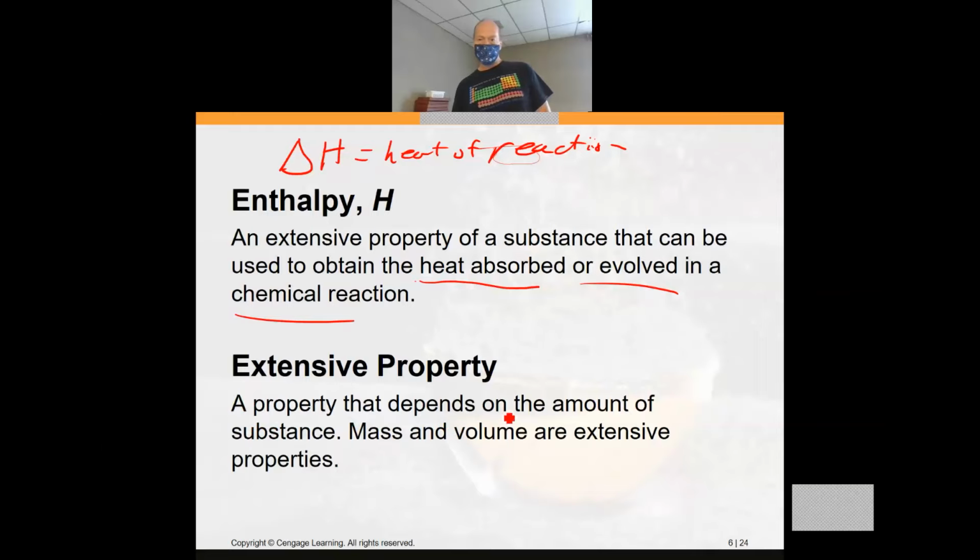Extensive property, a property that depends only on the amount of substance. All right, so mass and volume are extensive properties. Density is not. It doesn't matter how much water you have. The density of water is 1.00 gram per milliliter. You can have a ton of it. You can have a drop of it. It's the same. So an extensive property is one that depends on the amount of substance. So mass matters, how much you have. Volume matters, how much you have. These are extensive properties. But density, boiling point, melting point, these are not extensive, they are intensive properties.